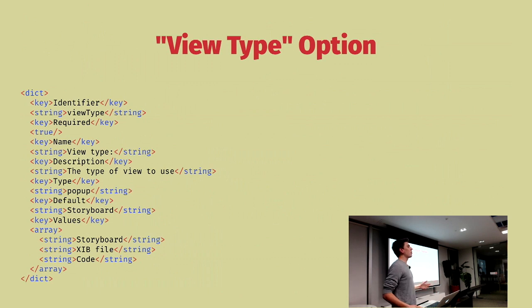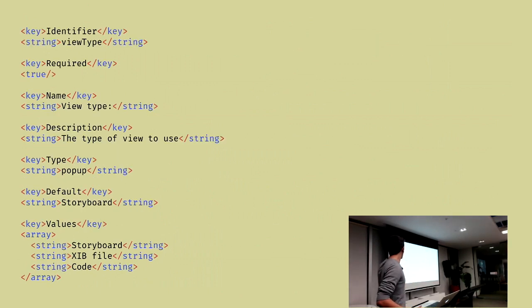The view type option is the drop-down that asks you if you want to use a storyboard or a xib file. So again, it's very similar. The type would be pop-up. You say what type of values you want to have. So I want to offer the user the choice of storyboard, xib file, or code. And here the identifier doesn't matter, so I've just put view type.